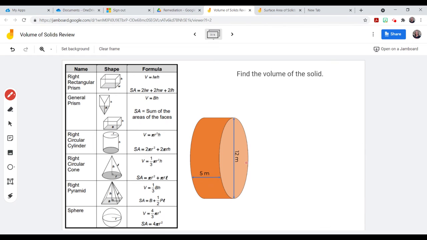All right, looking here, we know this is a cylinder, so I come over to my formula sheet, volume of a cylinder formula: volume equals pi r squared times the height. Pi, my radius here, remember radius is half the diameter. If my diameter is 12, my radius is 6. And height connects my bases, it connects my circles, so it would be 5. Pi times 6 squared times 5 gives me approximately 565.49 cubic meters.